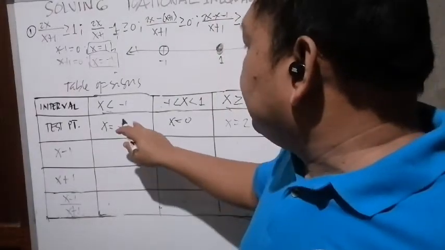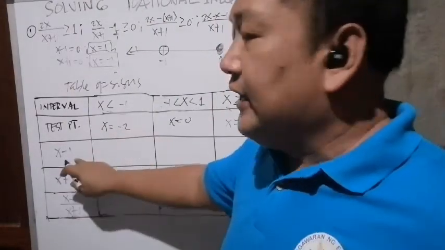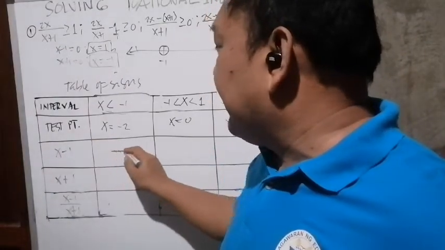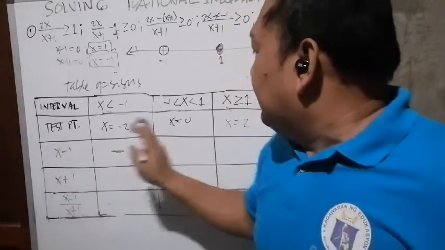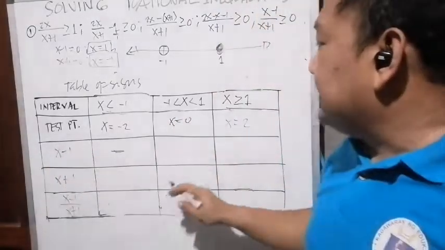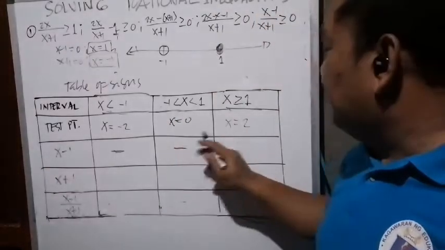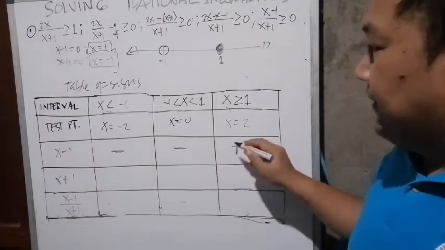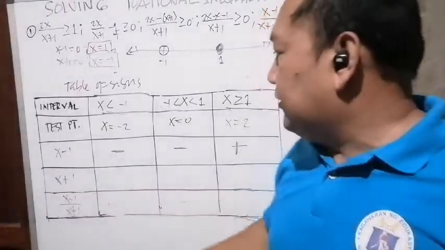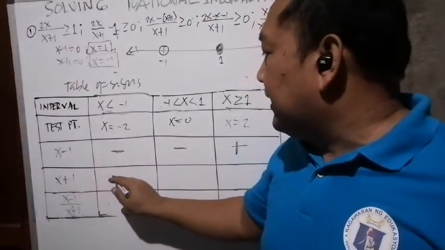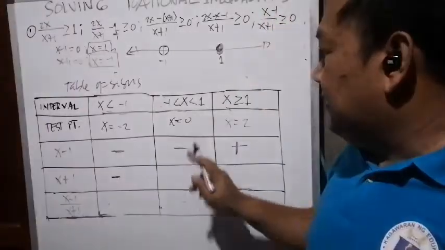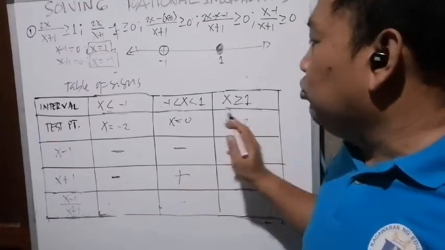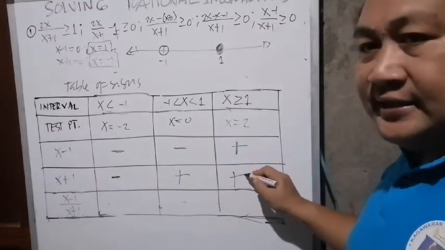And then we substitute our test points in our numerator. So negative 2 minus 1 is negative 3, so we place there negative. Use this one, 0. 0 minus 1 is negative 1, that's still negative. When x is 2, 2 minus 1 is 1, so it's positive. Okay, we move to our denominator. Negative 2 plus 1 is negative 1, so it's negative. 0 plus 1 is 1, so it's positive. And then 2 plus 1 is 3, that's positive.